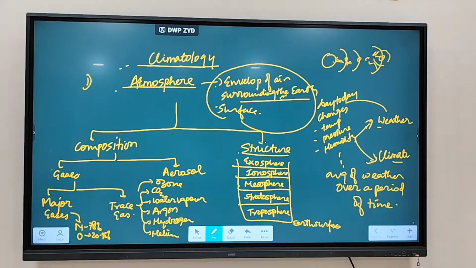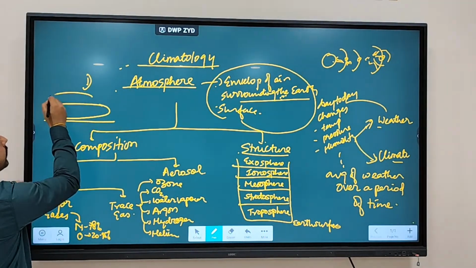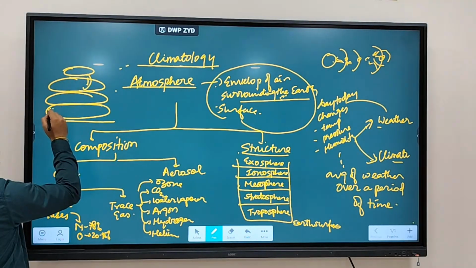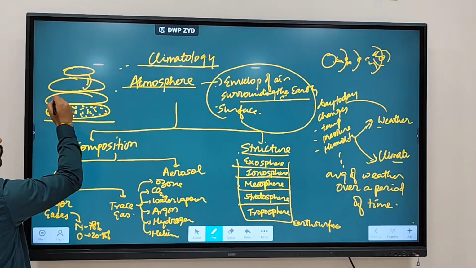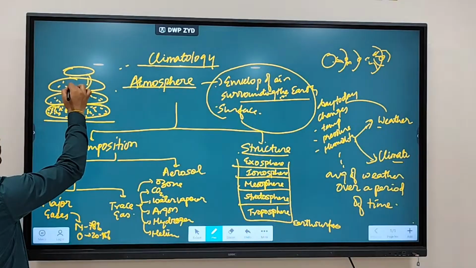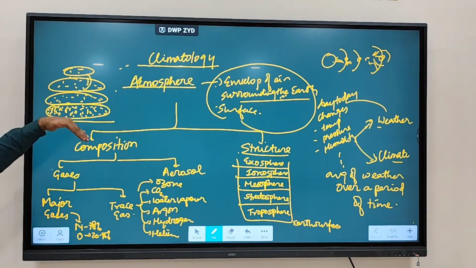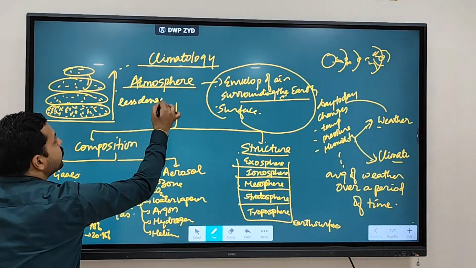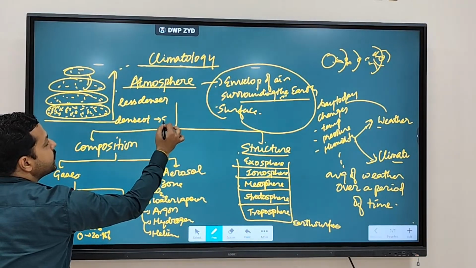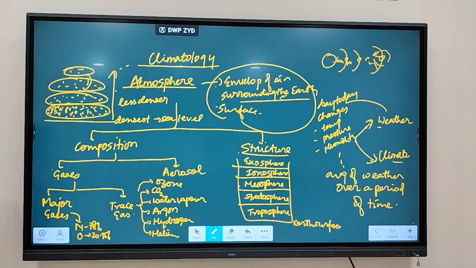Fine. Now, as we move up from the Earth's surface, you'll find the atmosphere becomes less dense. As you are moving up, the atmosphere is becoming less dense. So we say the atmosphere is densest at sea level, and as you go up, it's going to decline. This is called the atmosphere composition and structure.